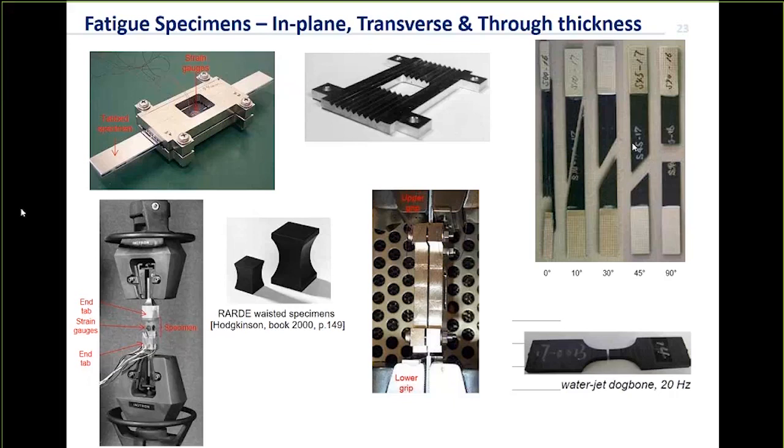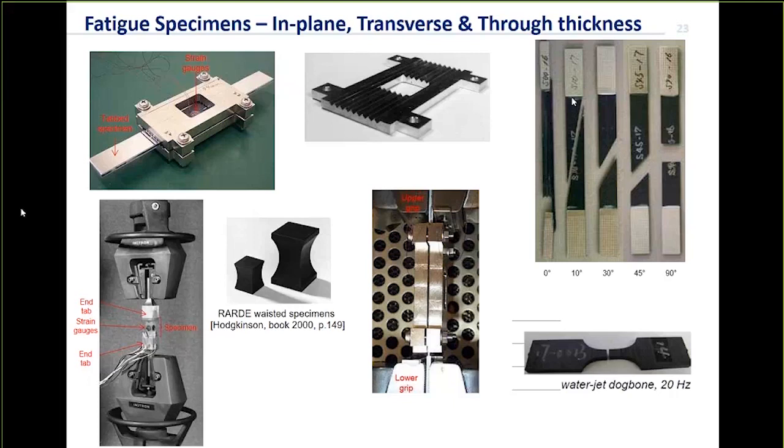These have all been cut at different orientations. You can see the end tabs are on there. If you don't put end tabs on and you're testing this kind of material, they will pretty much always fail at the edge of the grips, and that's an invalid test.